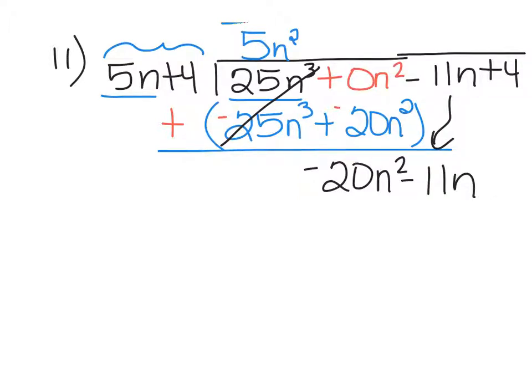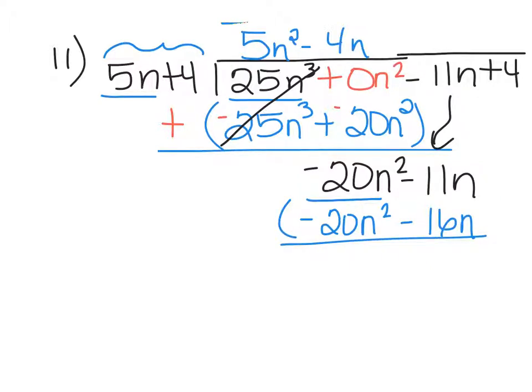Go back to the first term, 5n, and ask yourself, how many times does 5n go into negative 20n squared? Well, I'd have to multiply 5 times negative 4 to get that negative 20, and then I'd have to multiply n times another n to get that n squared. So 5n times negative 4n is going to give me negative 20n squared. And 4 times negative 4n is going to give me negative 16n.